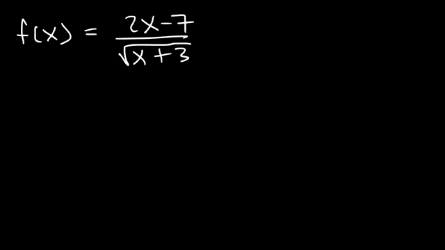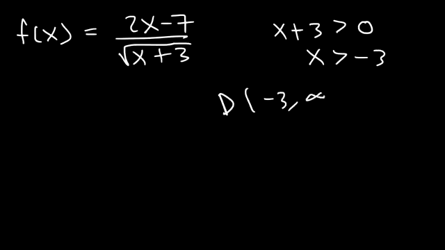Now sometimes you may have a fraction with a square root. So what do you do if the square root is in the denominator of the fraction? Now, if the square root was not in the denominator, we would set the inside equal to or greater than 0. But we can't have a 0 in the bottom of a fraction, so this time we can only set the inside just greater than 0. So x has to be greater than -3. So the domain is simply going to be from -3 to infinity, but not including -3.